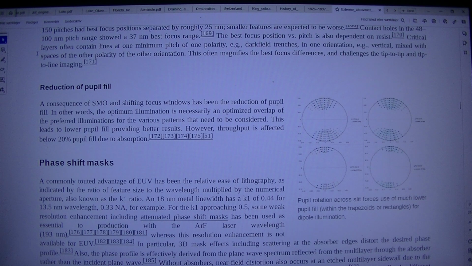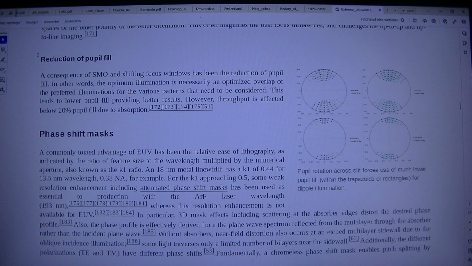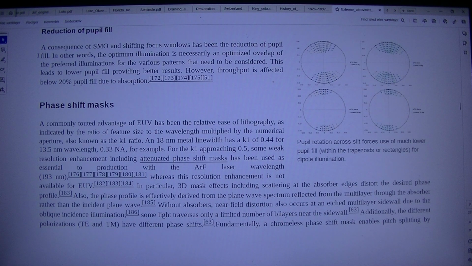Reduction of pupil fill. Pupil rotation across slit forces use of much lower pupil fill, within the trapezoids or rectangles, for dipole illumination. A consequence of SMO and shifting focus windows has been the reduction of pupil fill. In other words, the optimum illumination is necessarily an optimized overlap of preferred illuminations for the various patterns that need to be considered. This leads to lower pupil fill providing better results. However, throughput is affected below 20% pupil fill due to absorption.